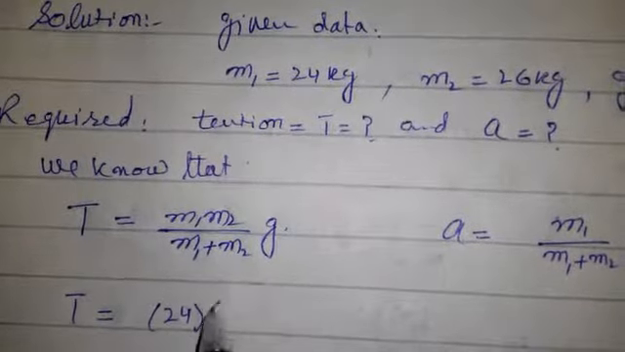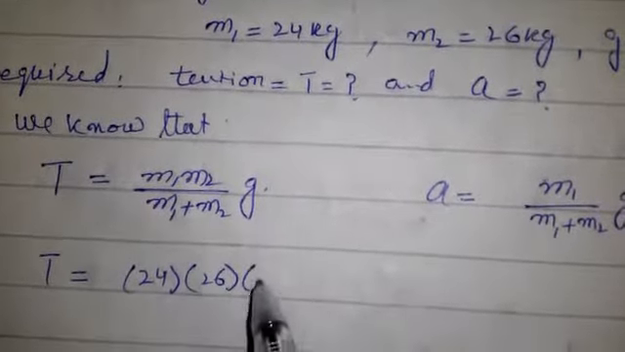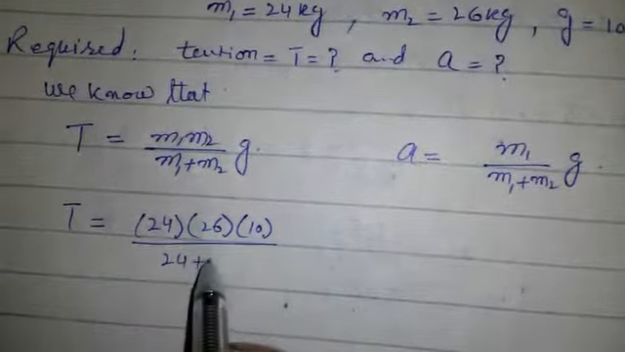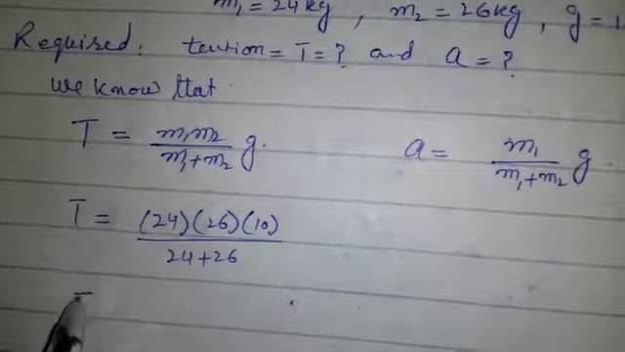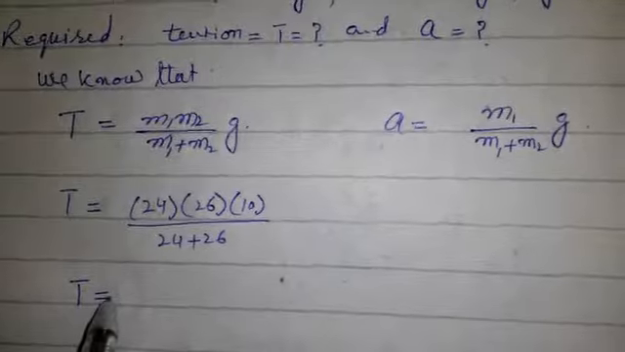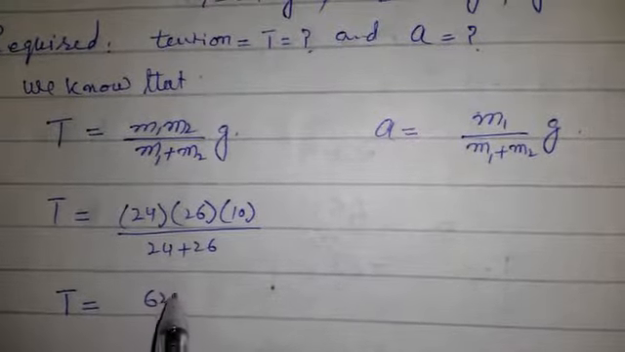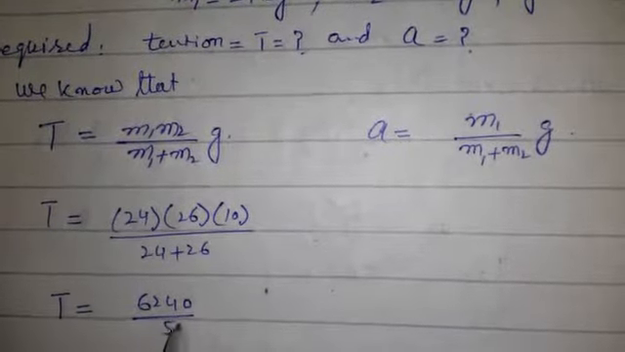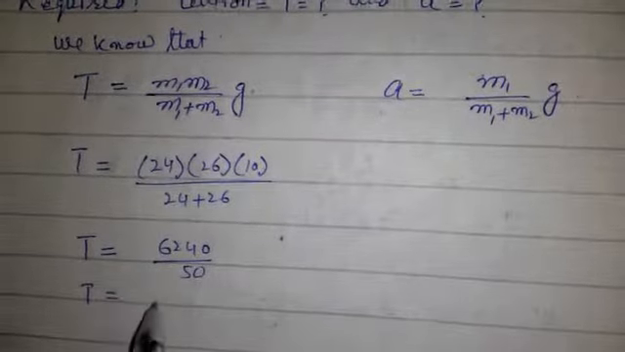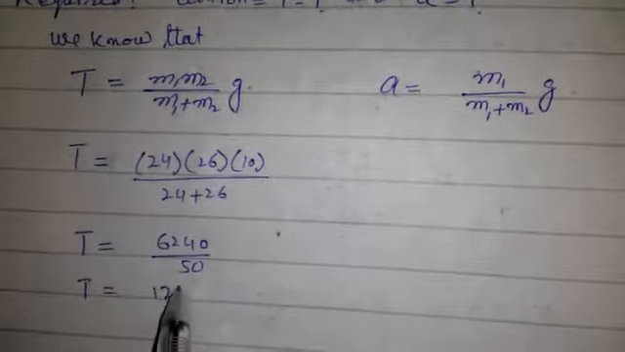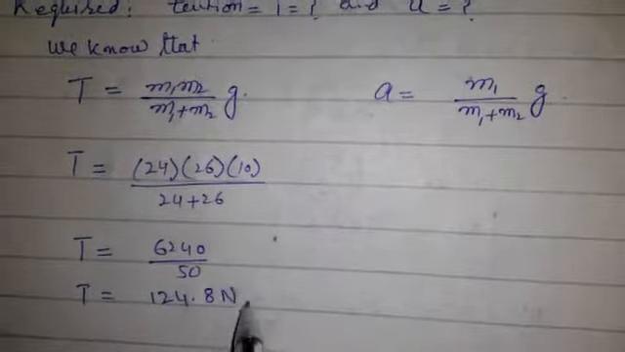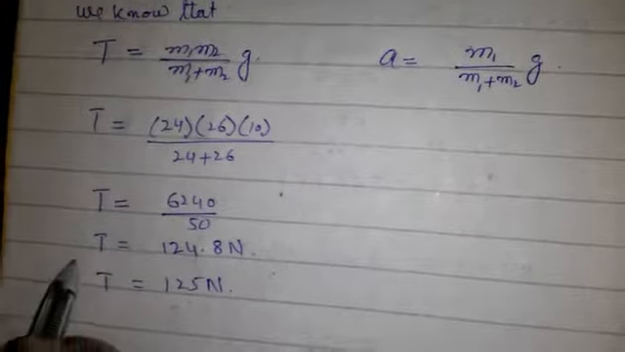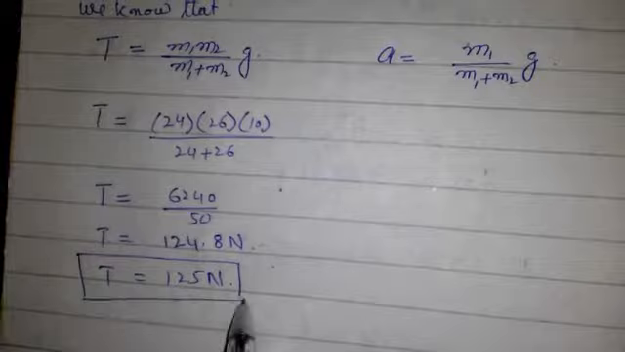24 into 26 into 10, over 24 plus 26. Six two 40 by calculating on the calculator, over 50, or T is equal to 124.8 Newton, or we can write it as T is equal to 125 Newton. This is the first answer that we need to calculate.